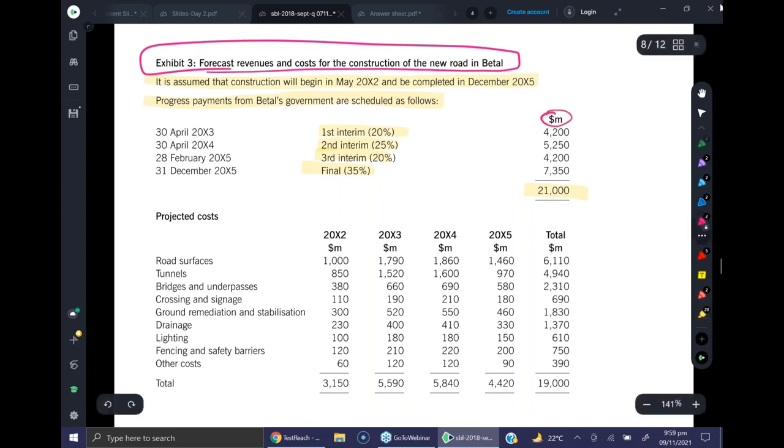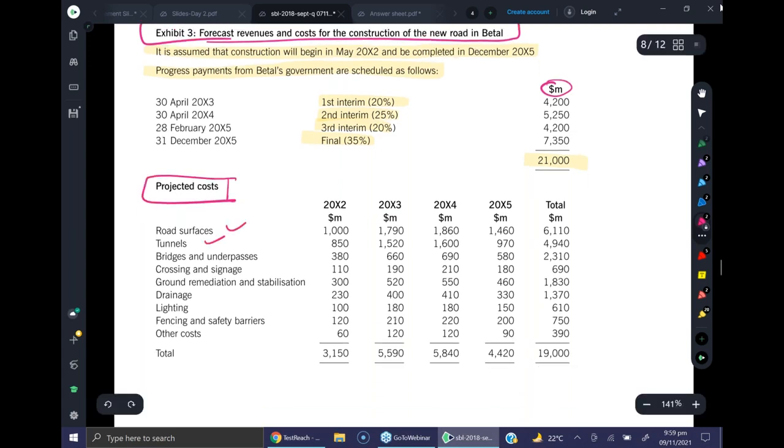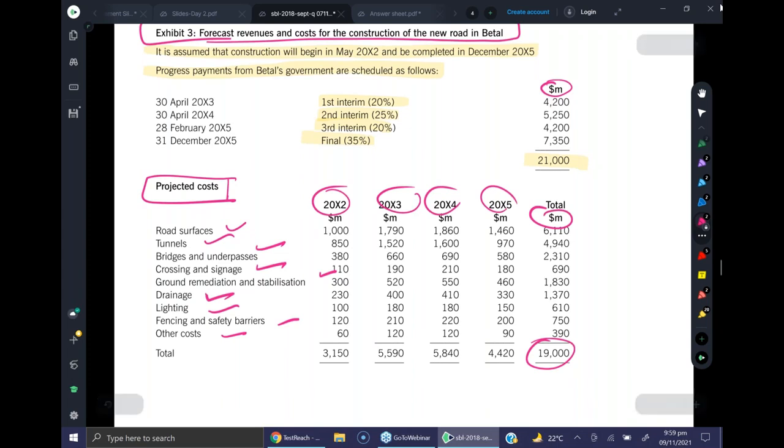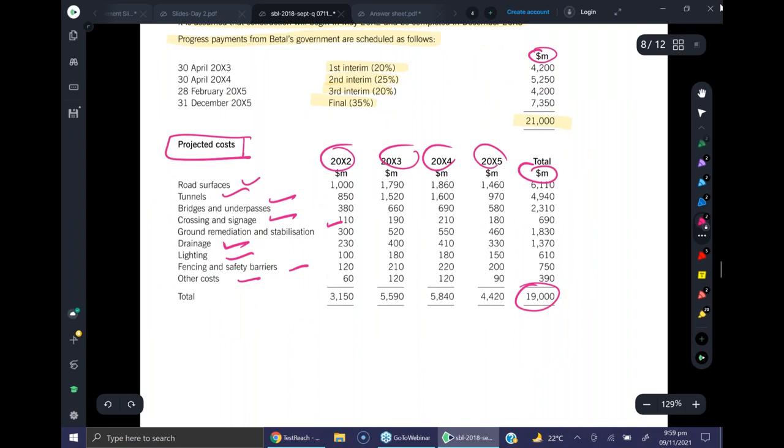So 21,000 million, and then projected costs are given: road surface, tunnels, bridges, crossing ground, drainage, lighting, fencing, others. All in all, year by year cost data is given, and a total cost is $19,000 million, right? Now, using this information, can we calculate some profit ratio from here? Maybe GP, let's call it profit margin. So with this data, the profit margin can be calculated.